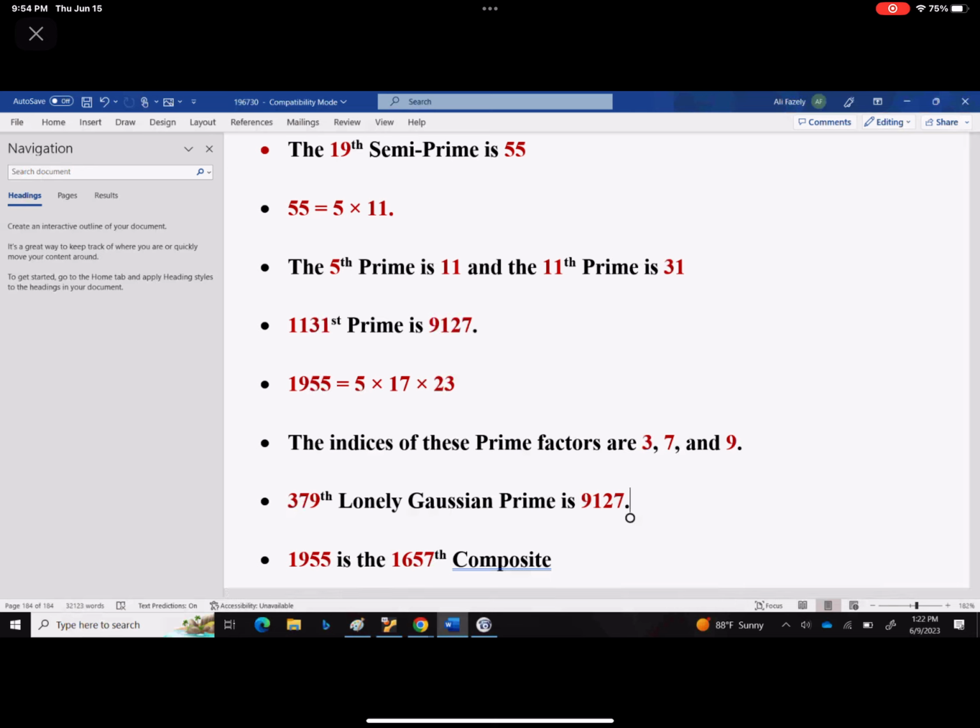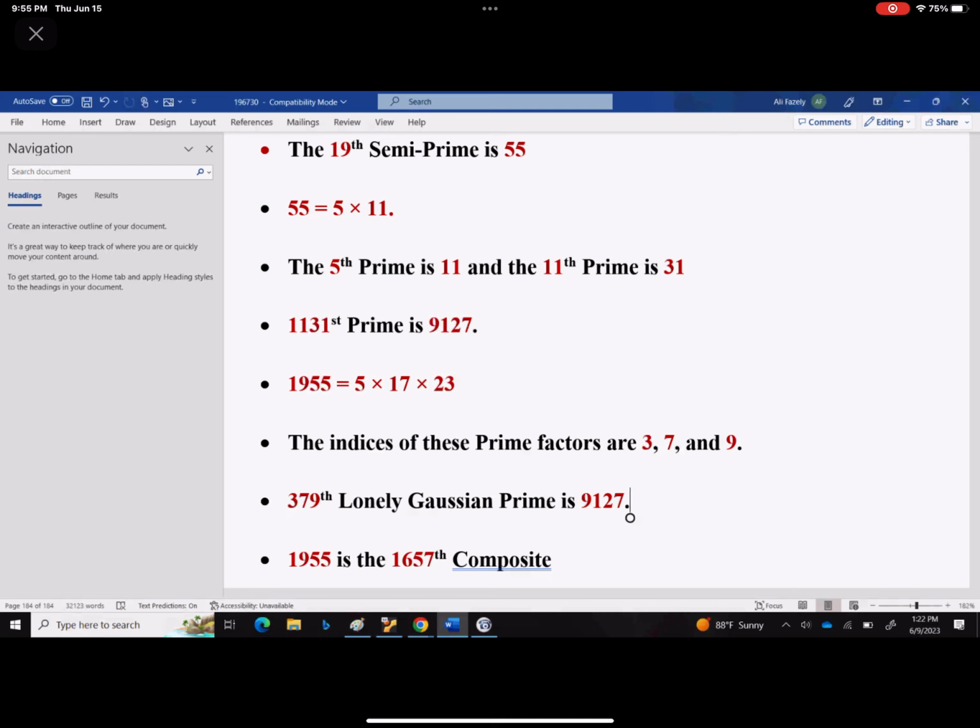By virtue of 55 being the 19th semi-prime, this entire thing cascades. We go through this cascade of numbers, and you're back to 9127. You see, we never noticed this before. It's a very simple thing, but it's very robust and to the point.